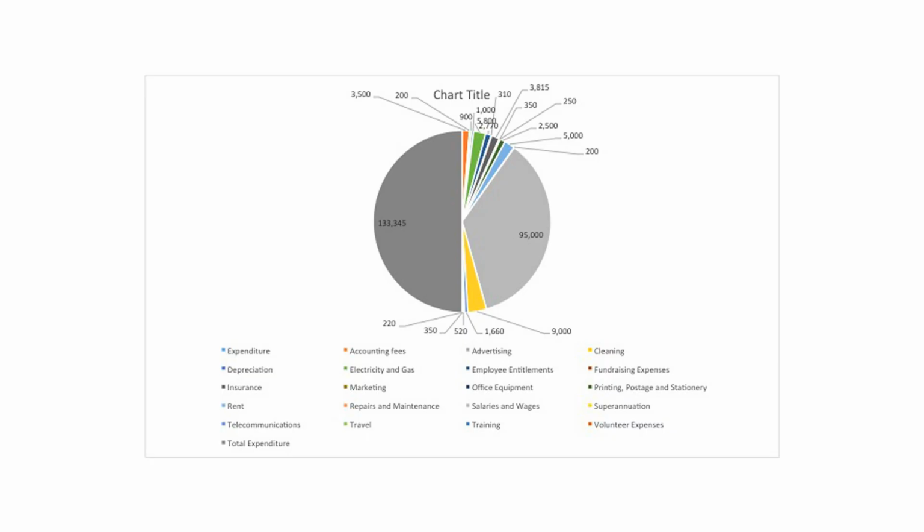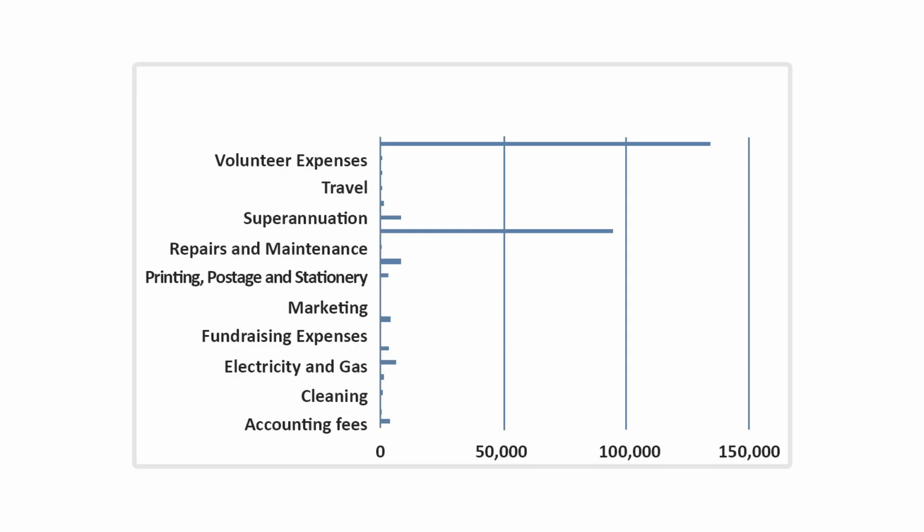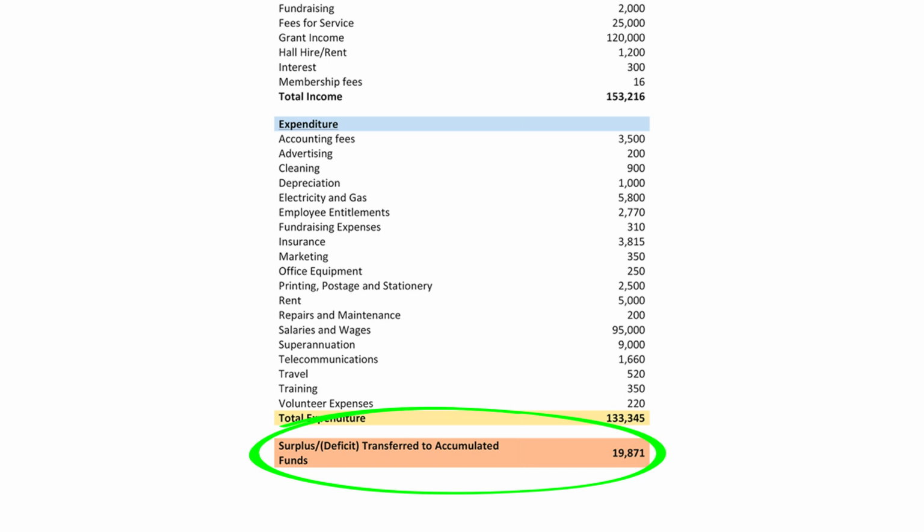We can graphically report your income and expenses to highlight your high income and expense areas, which will give you a greater visual of your financial information, creating more meaningful reports for review and discussion at your next meeting. The last element that is important when reviewing your profit and loss report is the surplus or deficit area. Surplus means that you've earned more than you've spent, and a deficit means you've spent more than you've earned.